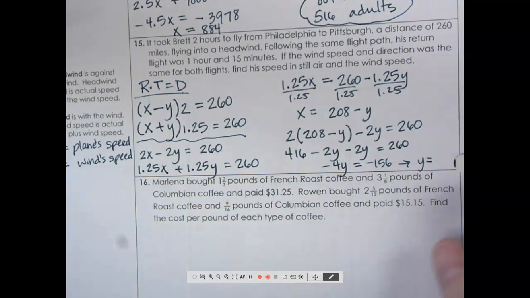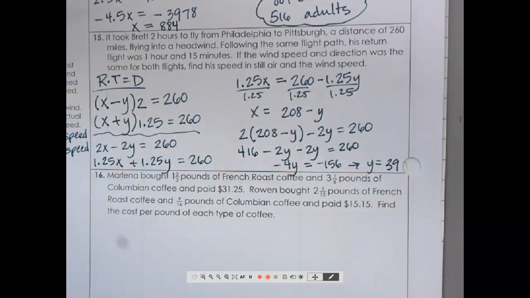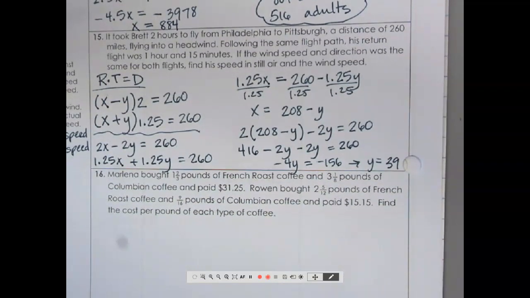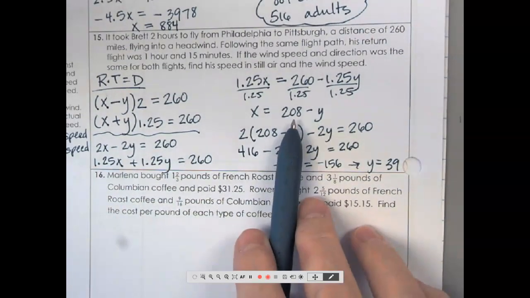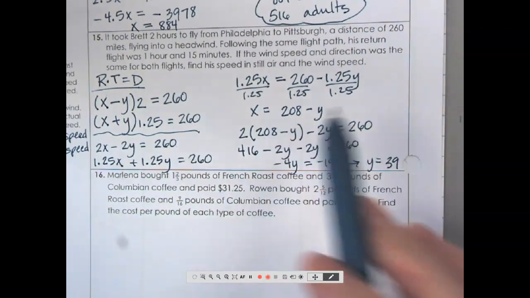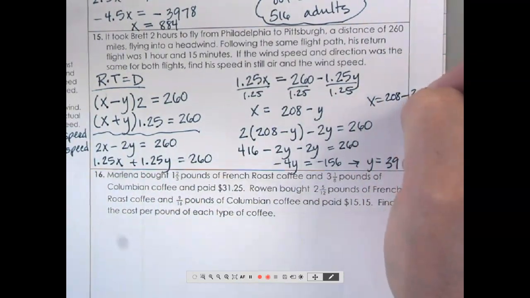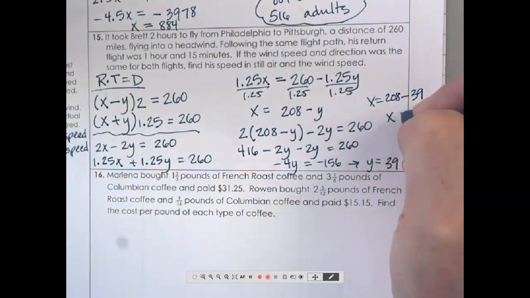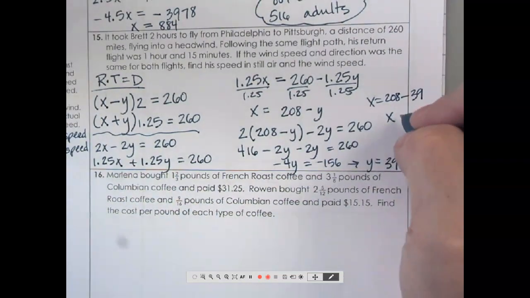Did you get 39? Okay. Then what I actually found was the wind speed. So I've got to go back and find the airplane speed. Here's the easiest place for me to plug it in, where I already have x isolated. So I'm going to say x is 208 minus 39. So that gives me 169.